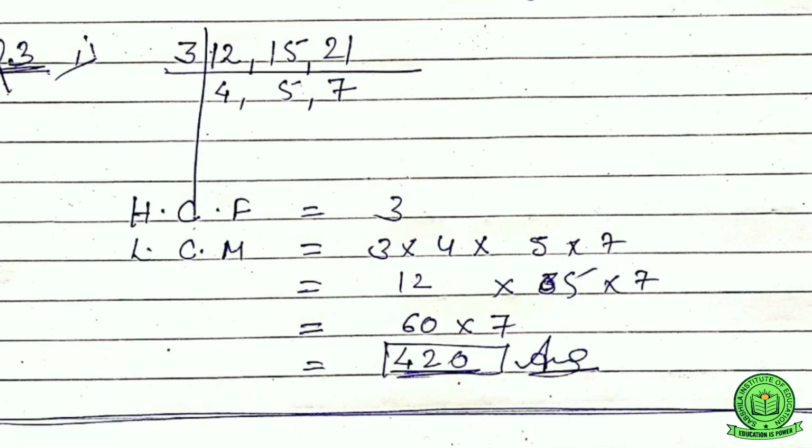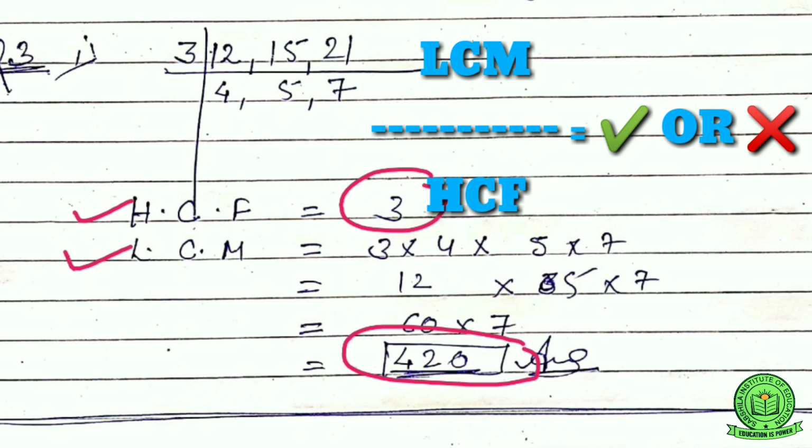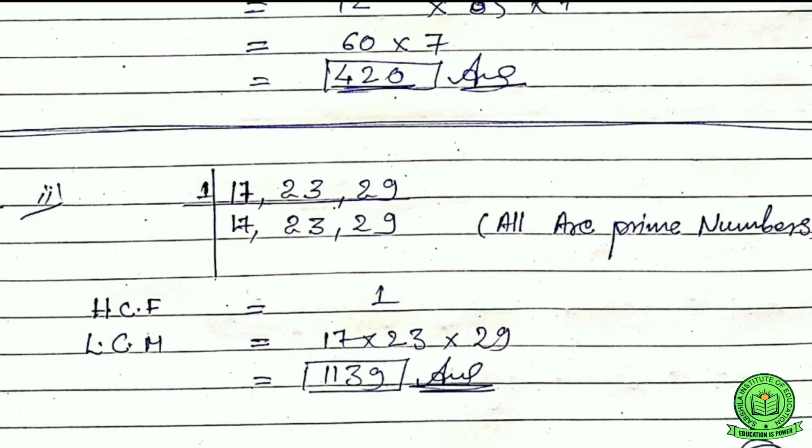420. Okay, I want to tell everyone that to check whether HCF and LCM are correct or not, you have to see one thing. The LCM should be divisible by the HCF. If the LCM is not divisible by the HCF, then it is wrong, and if it is divisible, then it is correct.